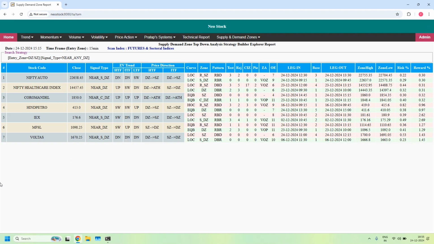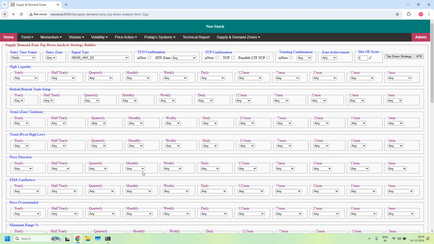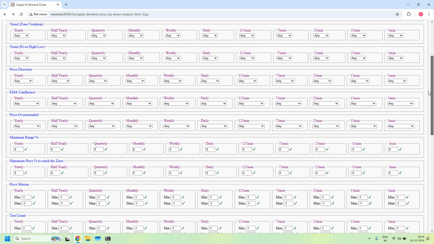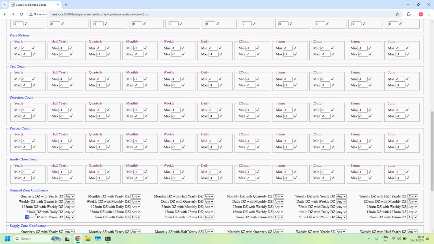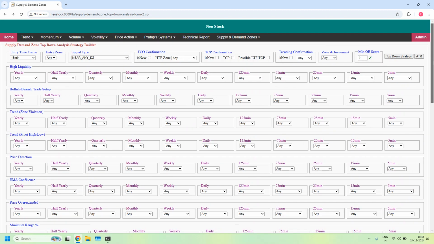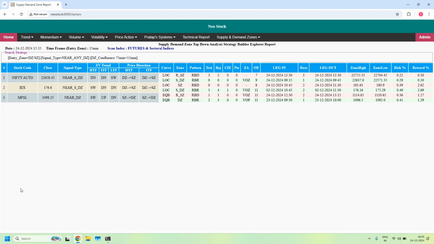Let's find how many of these 15 minutes demand zones are having ITF demand zone confluence. That is 15 minutes demand zone with 75 minutes demand zone confluence. I am enabling that filter. So with this filter, out of the 7 stocks, we got 3 stocks. So these 3 15 minutes demand zones are part of the 75 minutes demand zone. That is what zone confluence.